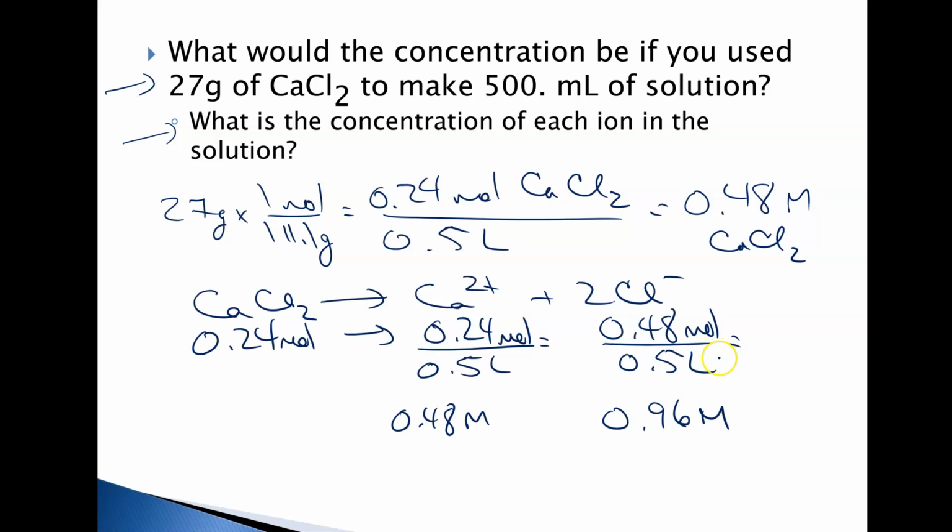Okay, and so a couple of things. Don't have to do it this way. If you can see the relationship and you can go, oh yeah, look at that. There's 1 calcium, 0.48. There's 2 chlorides, double it. You're done. This is calcium's molarity and this is chloride's. I don't care which way you do it, but I'm showing you the logic behind it.